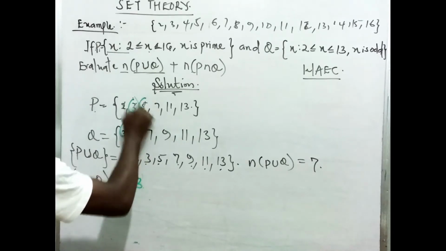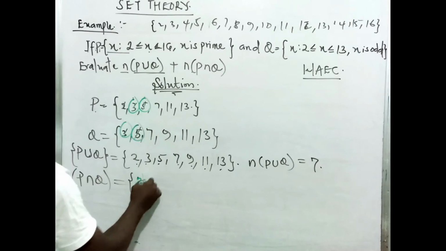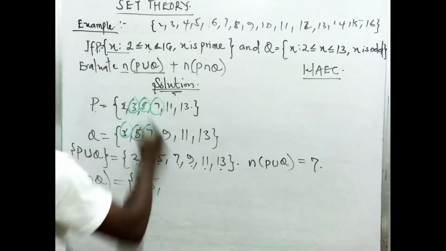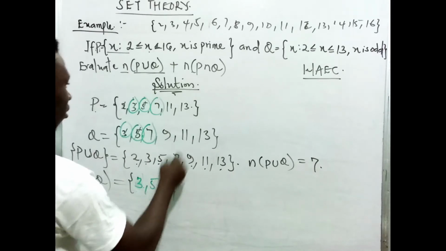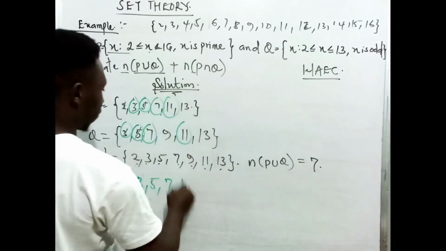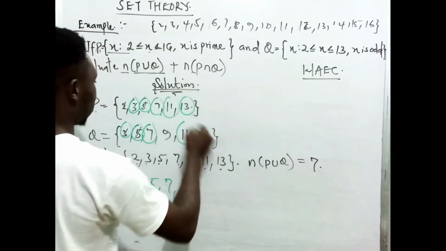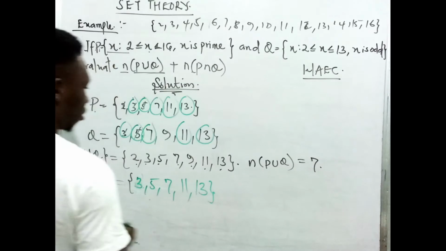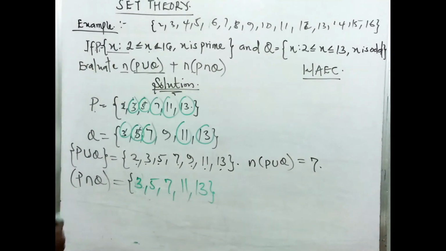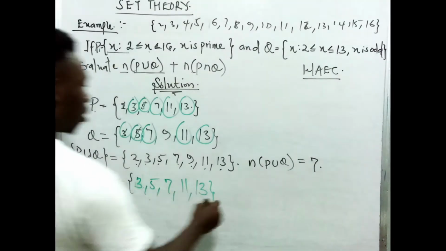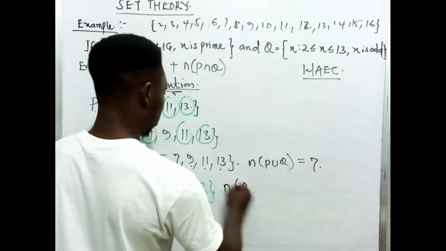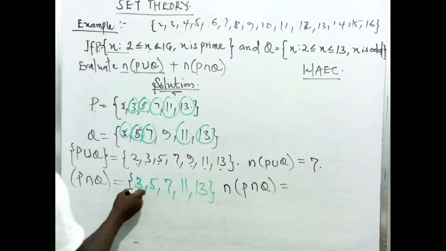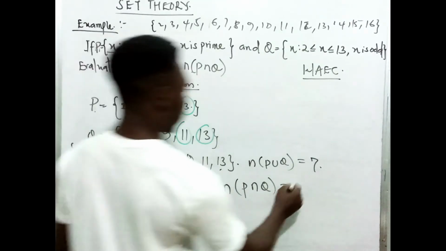What else do they have in common? They have 5. What else? They have 7. What else? They have 11. And they have 13. Now, going further, the cardinality of P intersection Q is equal to 1, 2, 3, 4, 5.